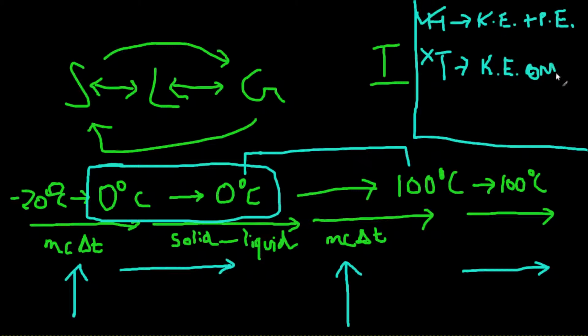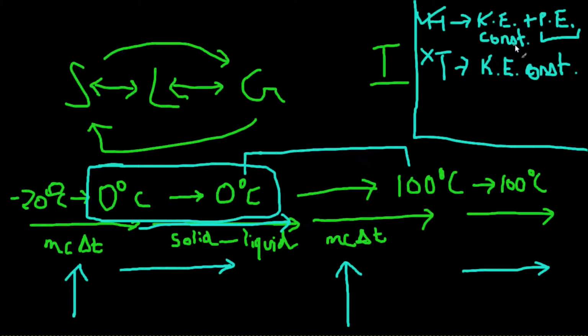Kinetic energy remains constant. That means it remains constant here also. It's the same variable we're talking about. Therefore, heat is increasing. So that could only mean one thing: the heat energy during this part over here all goes to the potential energy of the body. It doesn't contribute to the kinetic energy.